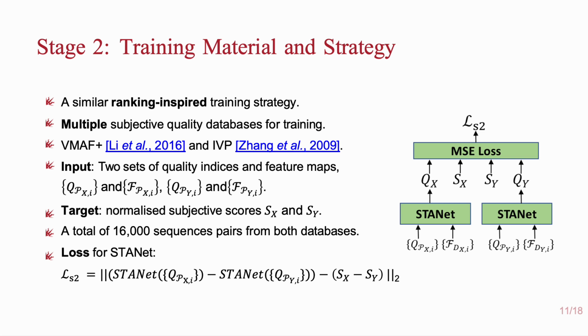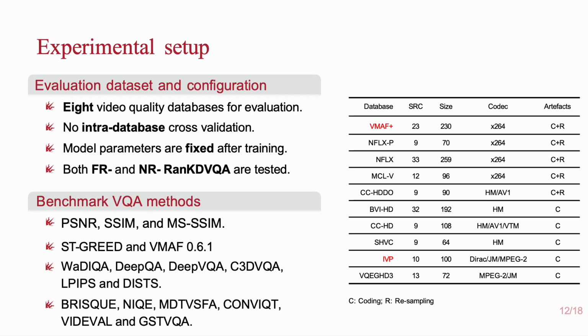The input is 2 sets of quality indices and the feature maps generated by Stage 1. Target is normalized subjective score SX and SY. A total of 16,000 sequence pairs from both databases are used, and the loss of STA-NET is ranking inspired, shown here. To evaluate the performance of the proposed methods, 8 video quality datasets were employed.